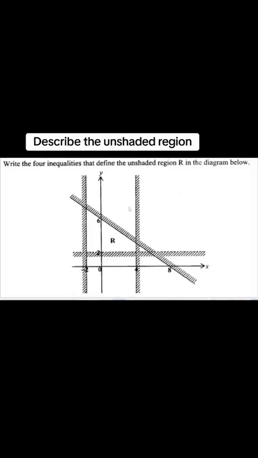So here with me, I have a question that came in mathematics paper 1. The question reads, write the four inequalities that define the unshaded region area in the diagram below. So this diagram is showing the four inequalities that define this unshaded region area. Okay, so how can we write the four inequalities?